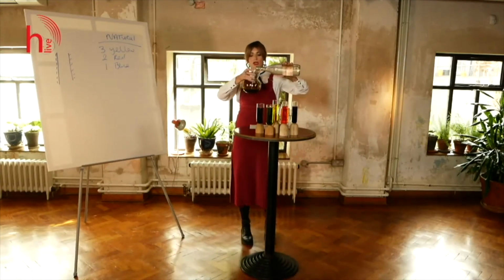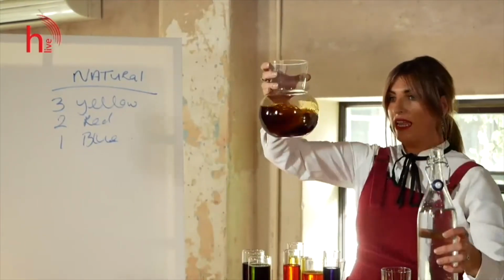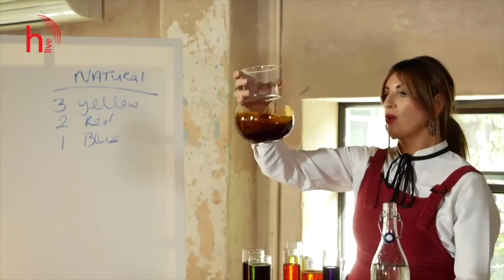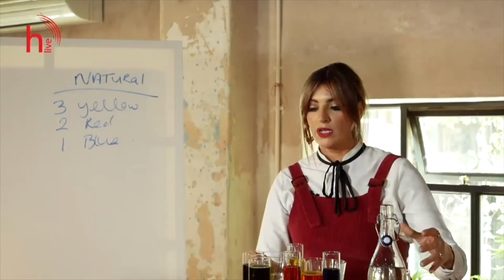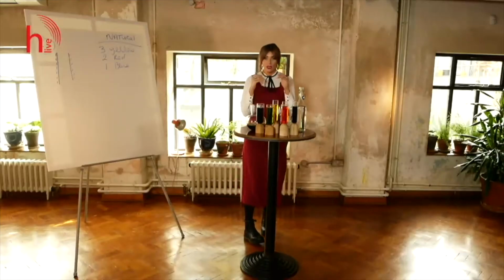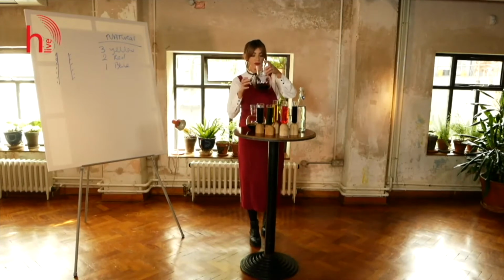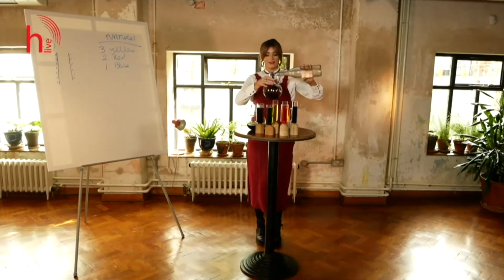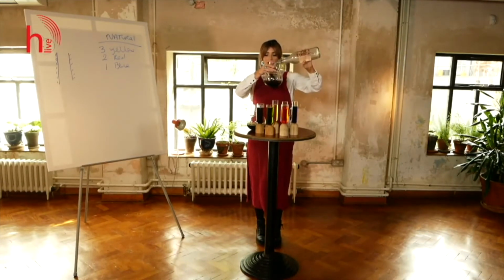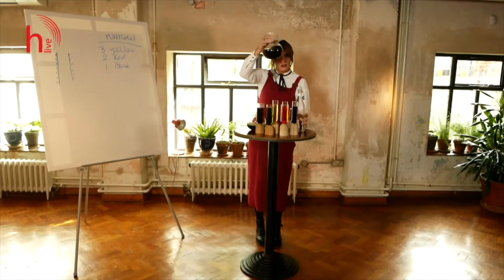So this is our natural. 3 parts yellow, 2 parts red, 1 part blue. So then, if the natural is not the centre of our colour wheel, what's the centre of our colour wheel? Well, it has to be a neutral tone. So the centre of our colour wheel is not natural. It's not brown. The centre of our colour wheel is actually grey.